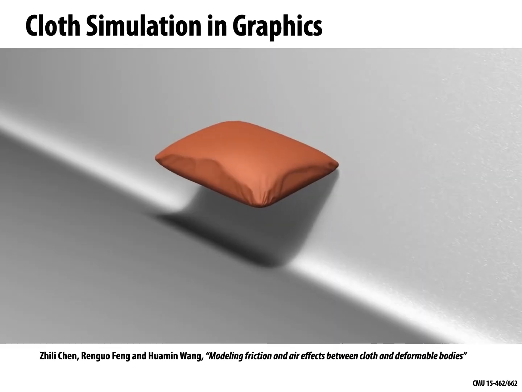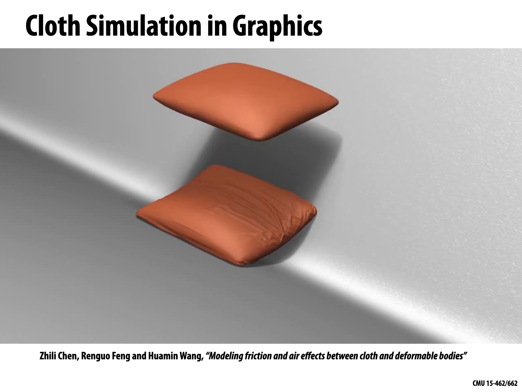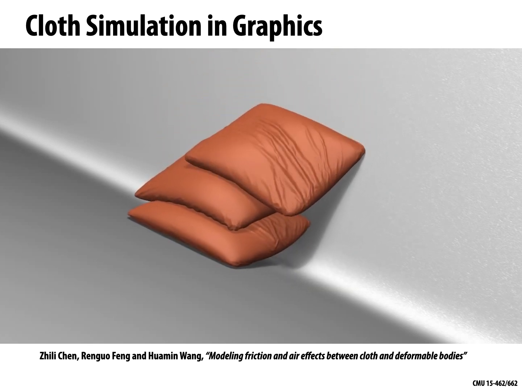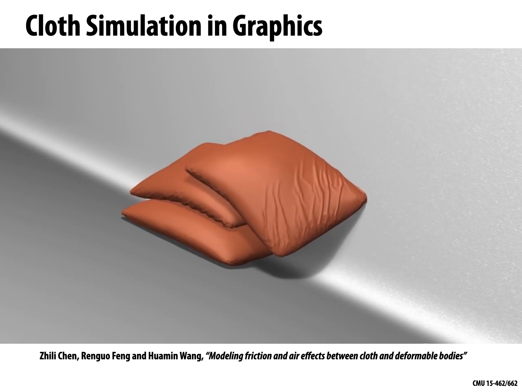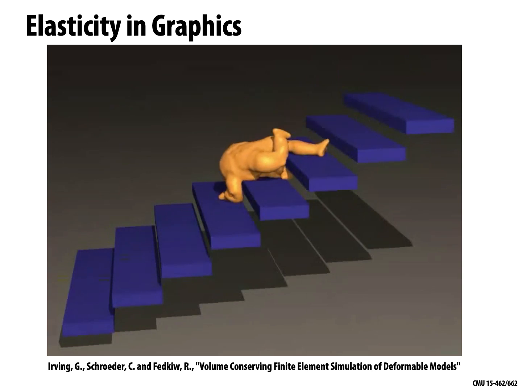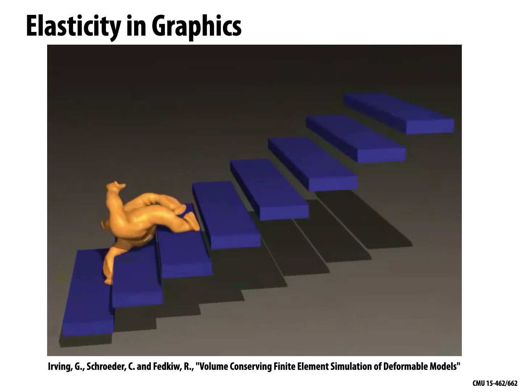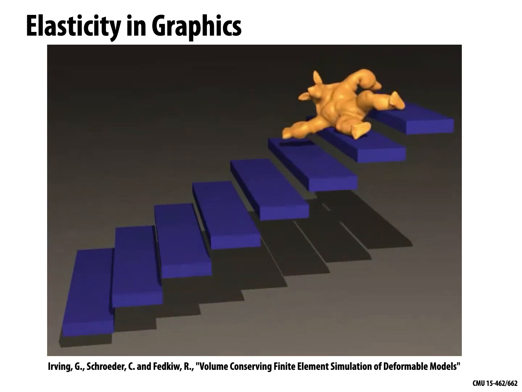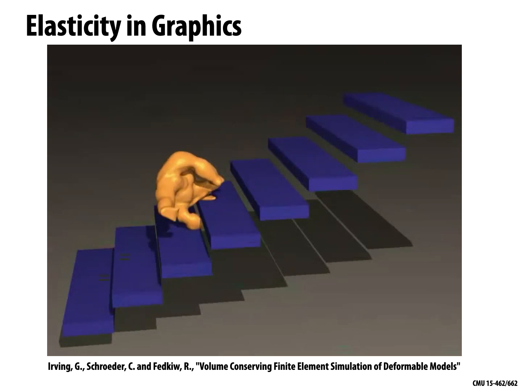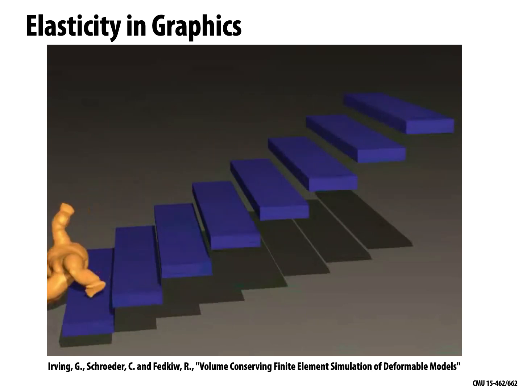You might simulate other phenomena here, simulating cloth, so the wrinkling and buckling of cloth as these pillows are dropped from the air, or elastic bodies. So a lot of the physical objects that we interact with are pretty well modeled by elastic bodies, things that can deform but like to restore their shape. If you bend them, they want to go back. Okay, so here's a fun example of that.